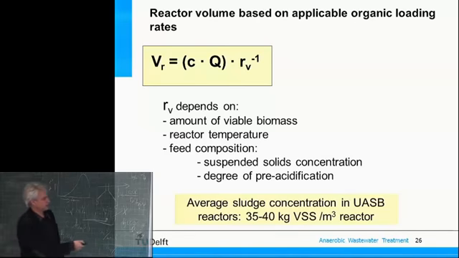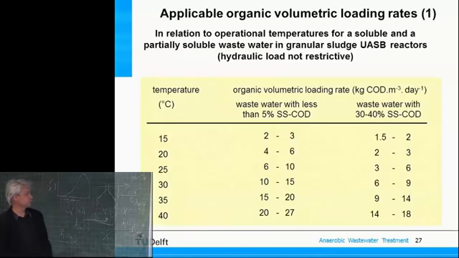On the average, a USB reactor has a sludge content of about 35 to 40 kilograms of VSS per cubic meter, which is a factor 10 higher compared to activated sludge. In this table you see this RV, this applicable loading rate, at various temperatures and with two different types of wastewater.